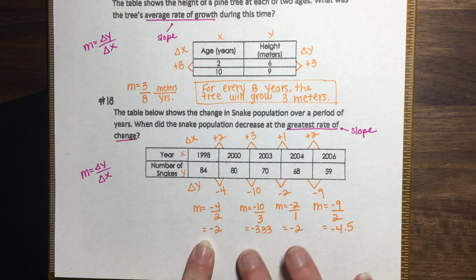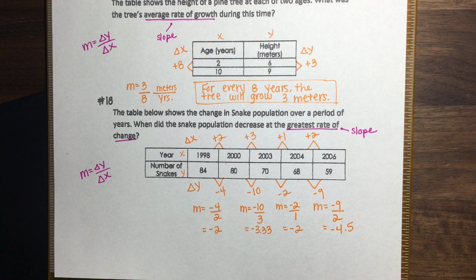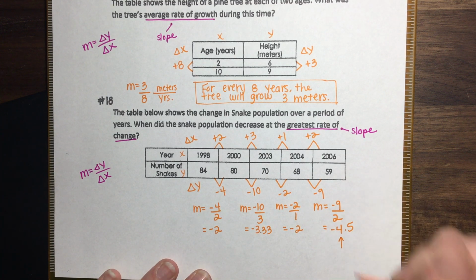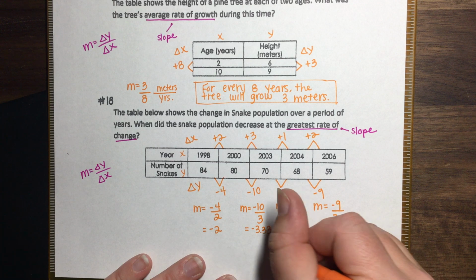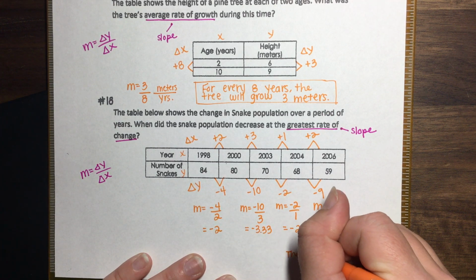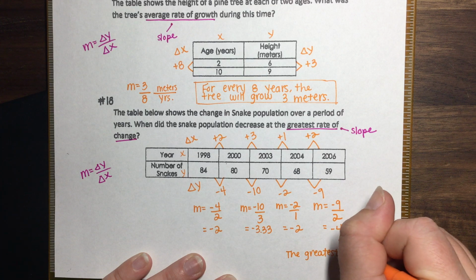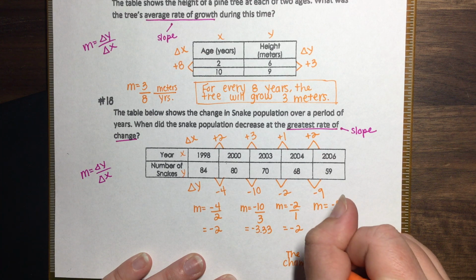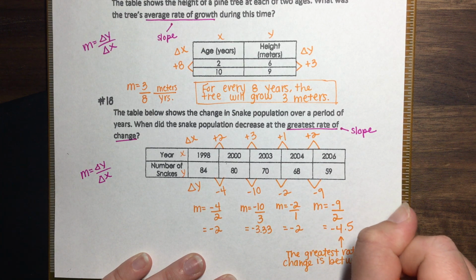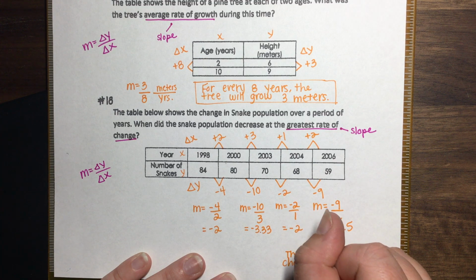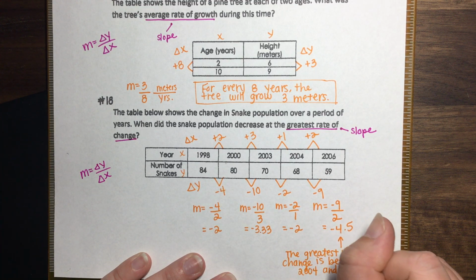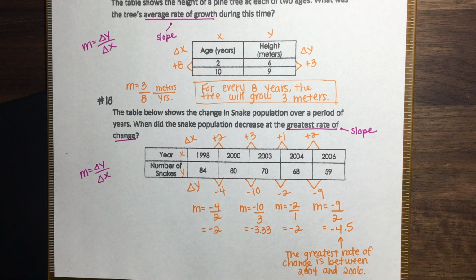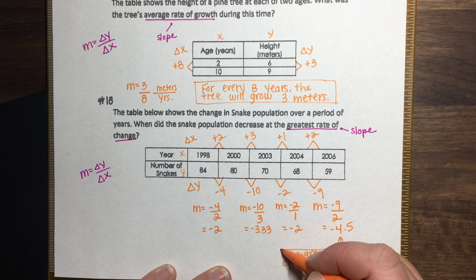Okay, now I have these decimal numbers. It's a lot easier to compare. So it says I'm looking for the greatest rate of change. Okay, so I have negative 2, negative 3.33, negative 2, and negative 4.5. I see that that is going to be the greatest change. So the greatest rate of change is between 2004 and 2006. All right, and that would be my final answer there.